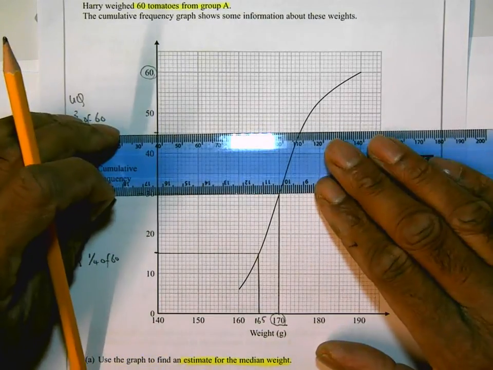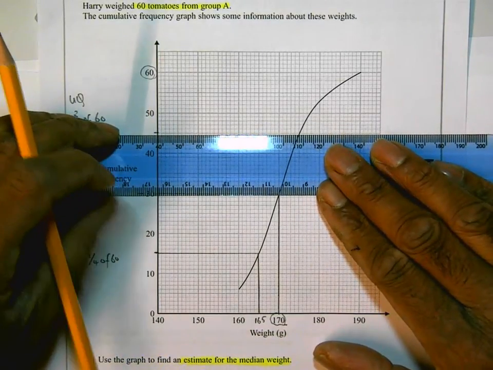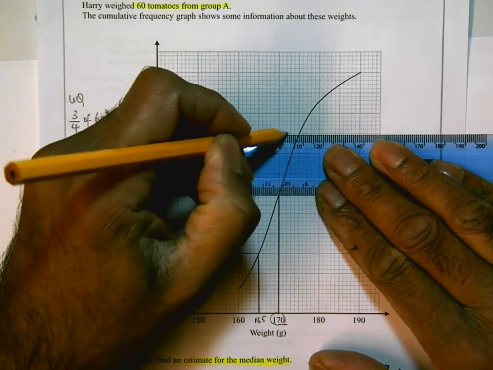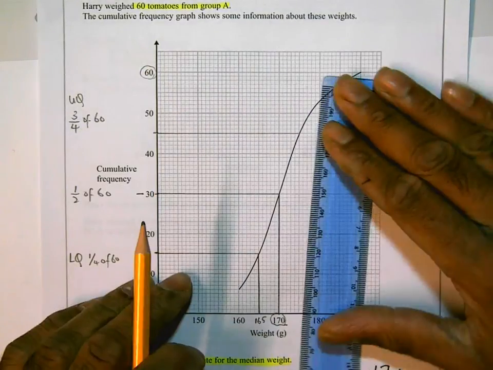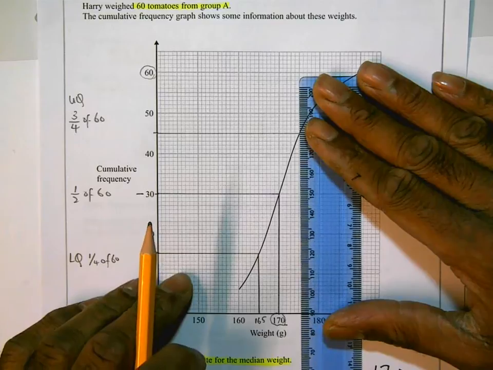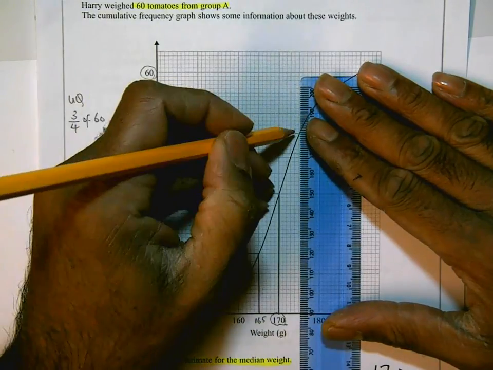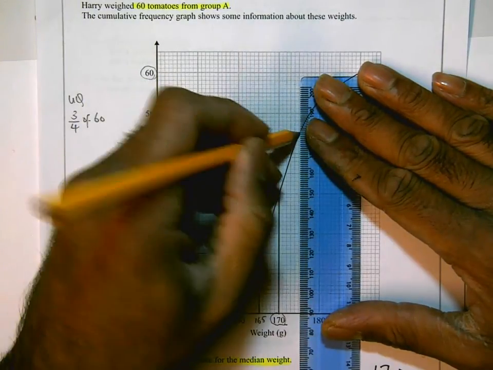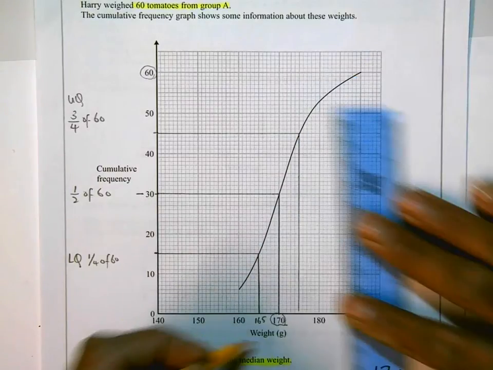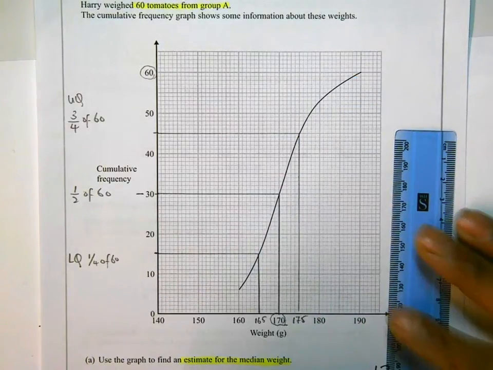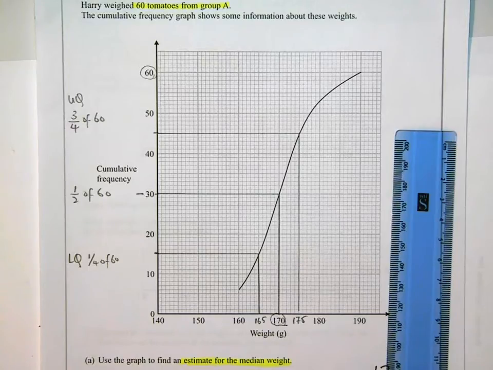Go across from here to there and down again. And that is 175 over there. So the upper quartile is 175, the lower quartile is 165.